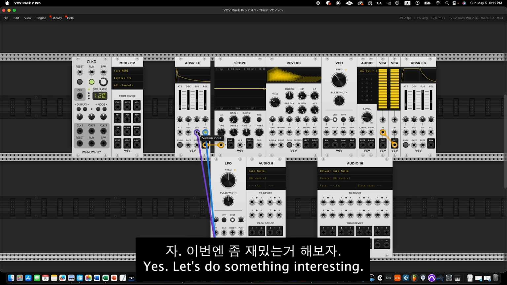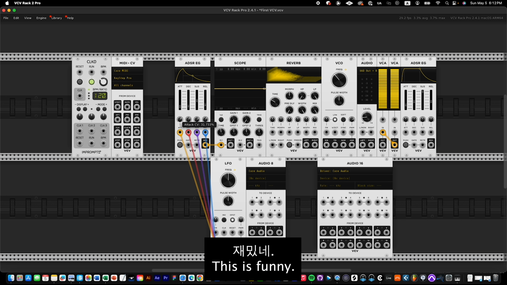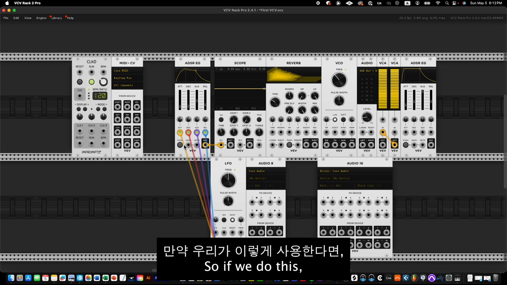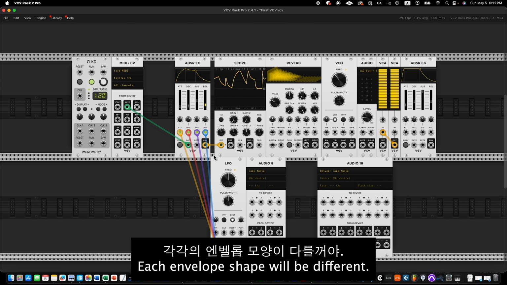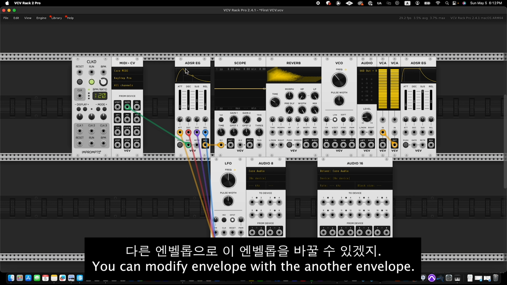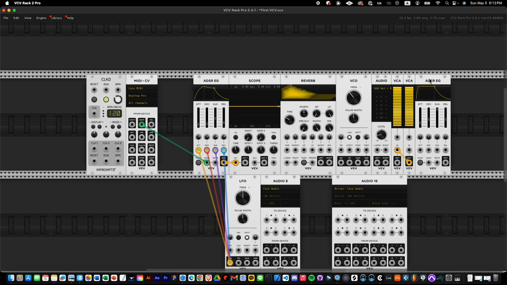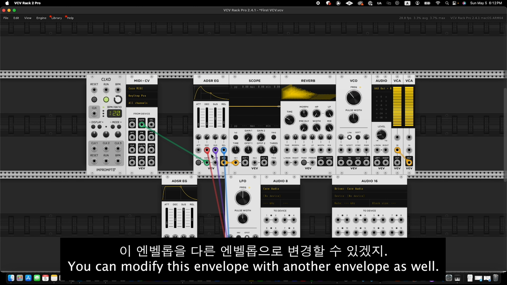Let's do something interesting. This is so funny, right? If we do this, each envelope shape will be different. So you can modify envelopes with another envelope. You can modify this envelope with another envelope as well.